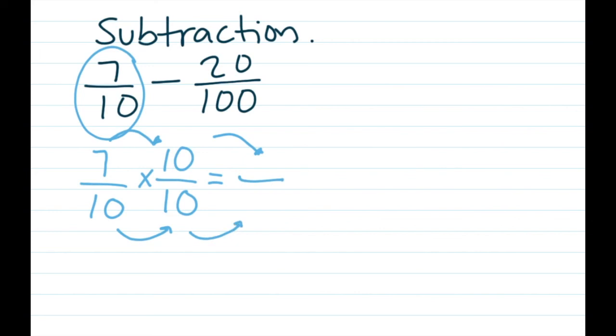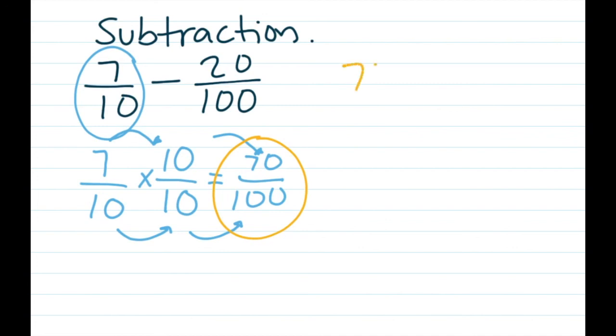This fraction is going to be equivalent since we are multiplying both the numerator and the denominator by the same number. So 7 times 10, that's going to be 70. 10 times 10, that's going to be 100. And this is the fraction that I will be using to do my subtraction.